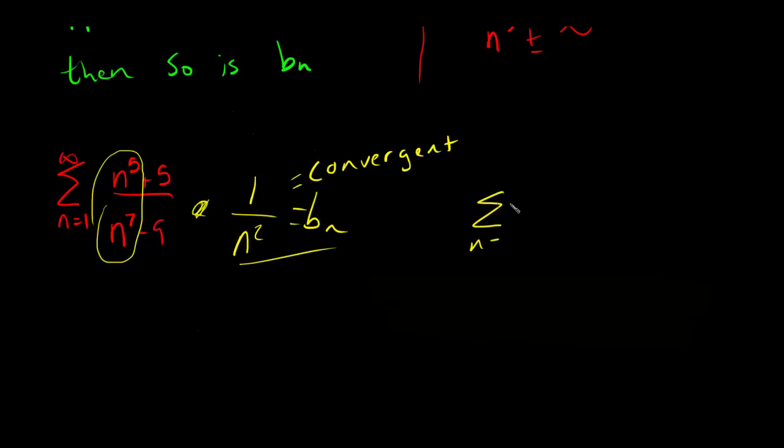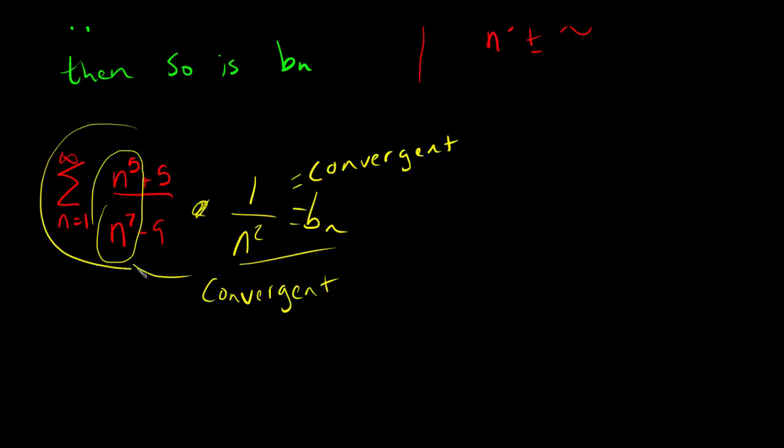So because our B sub n is convergent, according to direct comparison this is also convergent. So this entire thing is convergent because B sub n is also convergent. You could also do the p-series test on it and figure out if it's convergent or divergent. So yeah, this is convergent.